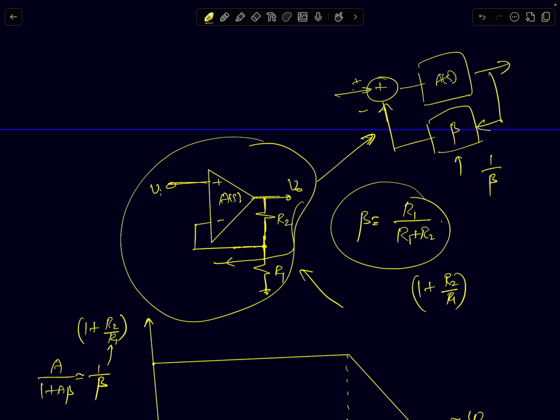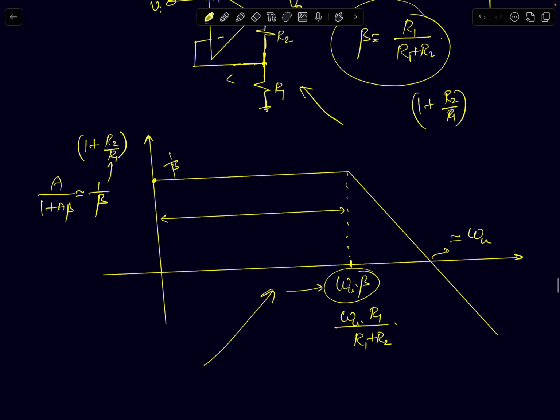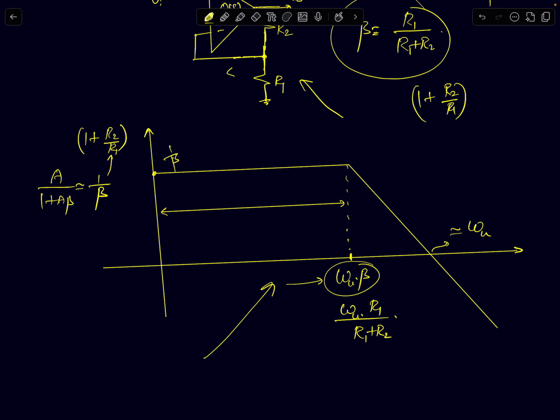Now if I take the op-amp's frequency response into account, we said that the closed loop response is going to look like this, right? The DC gain will be 1 by beta, and the 3 dB frequency, the maximum frequency until which this gain will more or less remain constant, is equal to omega u times beta, and that is given by omega u times R1 by R1 plus R2. So here, see guys, there is an important caveat. When you want to realize a very high gain, which means 1 by beta has to be very high, your bandwidth decreases.